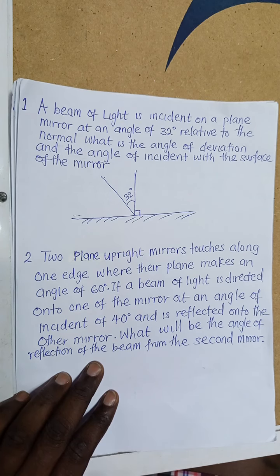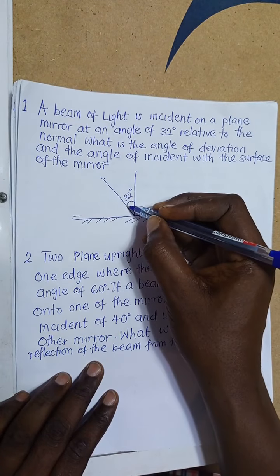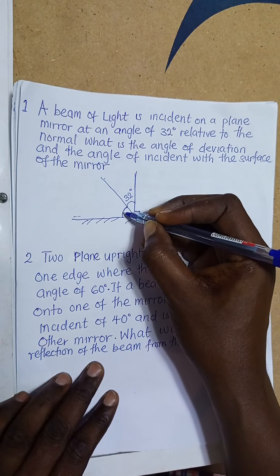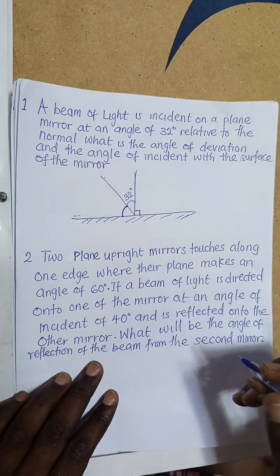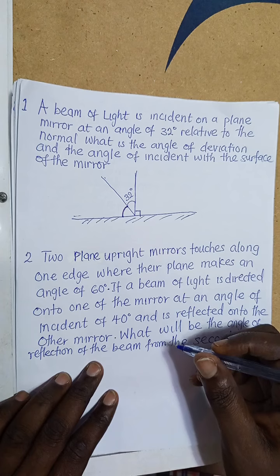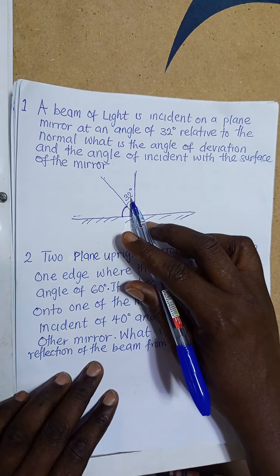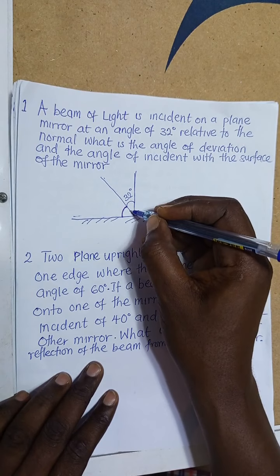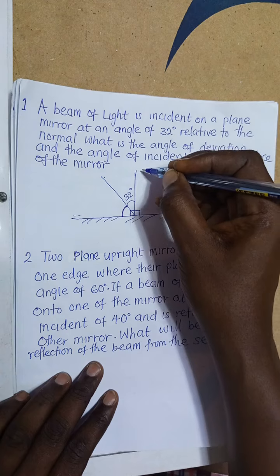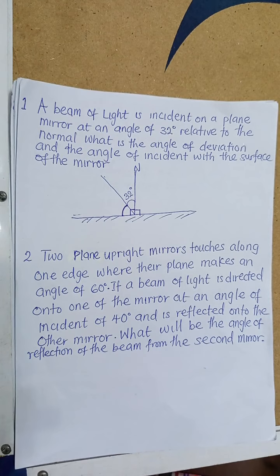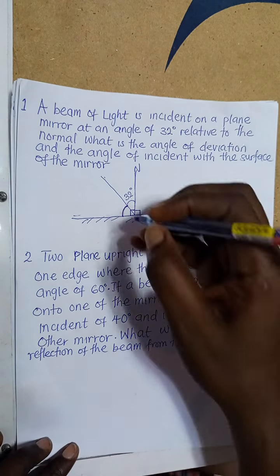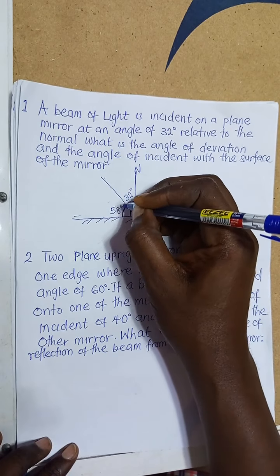Now there are two questions here. First of all, there is this angle called the glancing angle. This angle is what we call the glancing angle, and that angle is calculated by subtracting the incident angle from 90 degrees. Don't forget that the angle from the normal to the plane mirror is 90 degrees. So 90 minus 32 will give us 58. So in that case, this one will be 58 degrees.